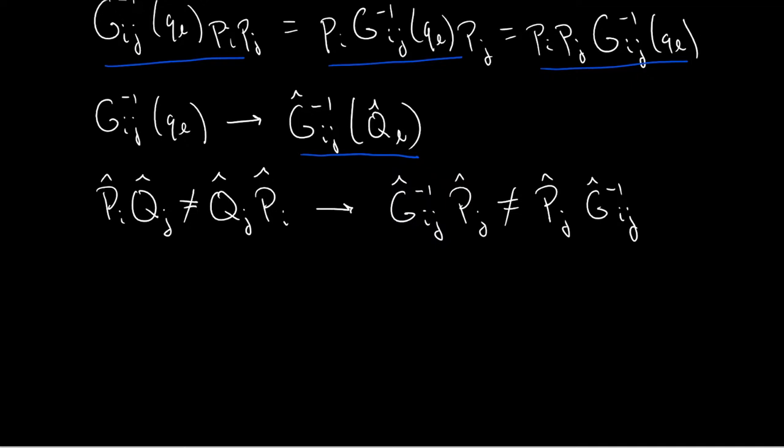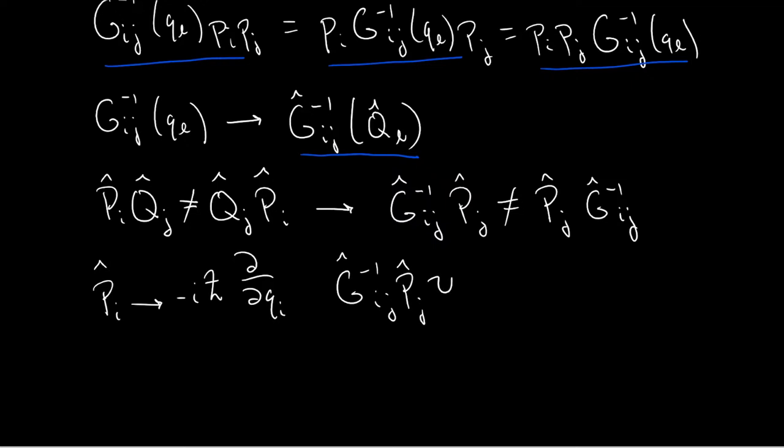There's an even easier way of seeing this, and this is if I do everything in coordinate space, so in terms of q's, in which case my momentum operator is going to become, I believe, minus i h bar d by dq. And you see that if I try to have something like g inverse ij p hat j acting on psi in coordinate space, this is just g inverse of the q's times minus i h bar d psi dq j.